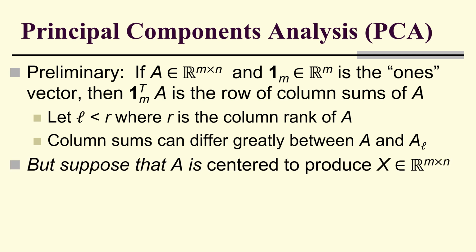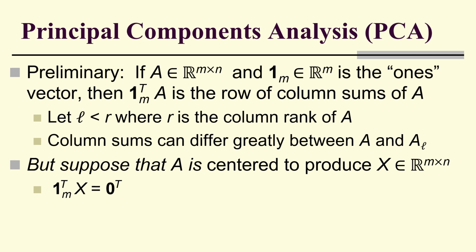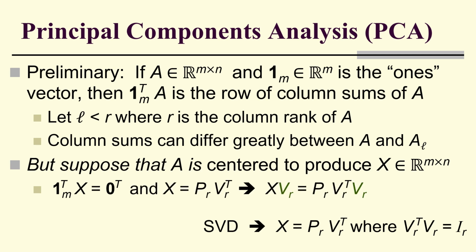But suppose that A is centered, and that centered version of A is what we are going to call X. In other words, X is where you subtract the column means respectively from the columns of A. That means that 1 sub m transpose X is equal to 0 because the column sums are all zeros. And remember, we had that X is equal to P sub r V sub r transpose, where V sub r transpose V sub r is the identity. So that means if X is P sub r V sub r transpose, then X V sub r is P sub r V sub r transpose V sub r, which is just P sub r I sub r, which is P sub r.